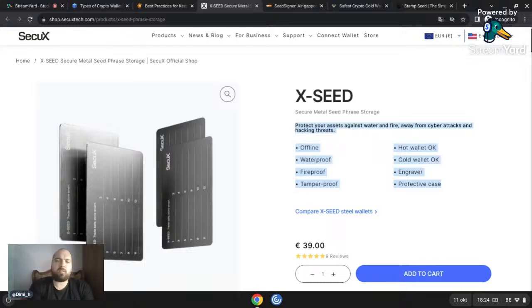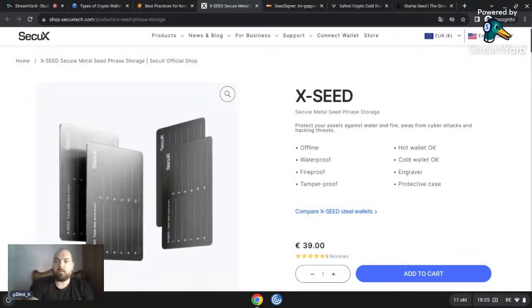And if you try to restamp it, what happens is that you will get a mix of dents in the metal, which makes the metal unreadable or doesn't really erase the words which have been stamped on the metal sheet, which makes it highly tamper-proof. Actually, I also say hot wallet, okay, cold wallet, okay, meaning they can be applied for both hot and cold wallets.